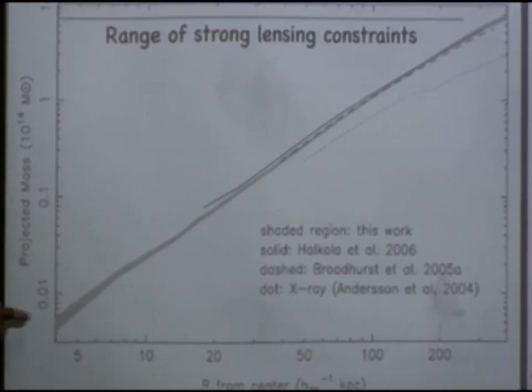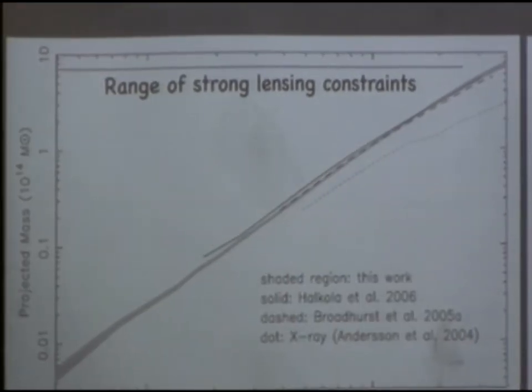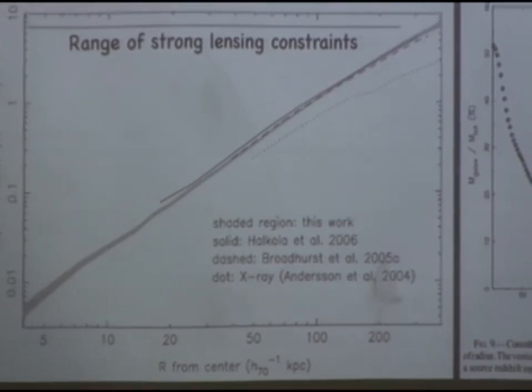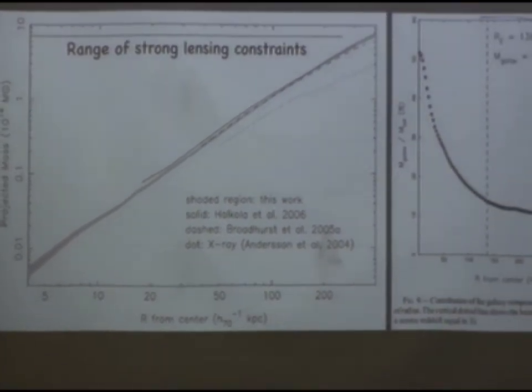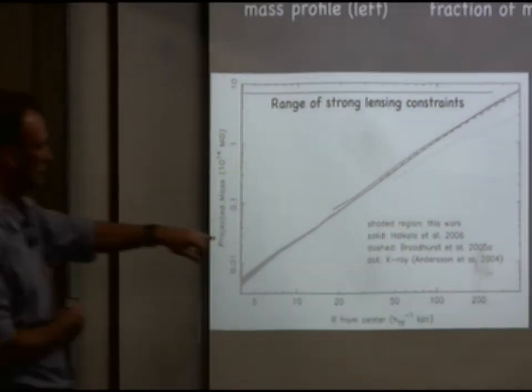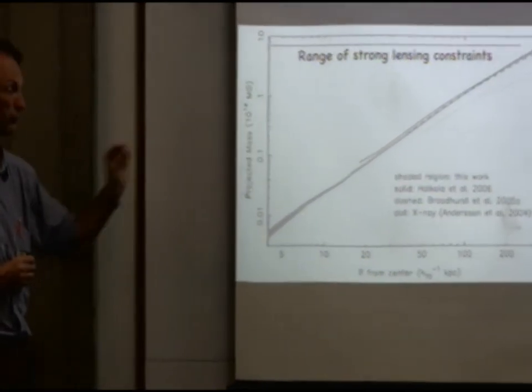The gray band here is what you find putting in the uncertainties from the strong lensing model. You see it's really very small. So the strong lensing really is very well able to constrain the enclosed mass. And there's a few other earlier analyses of the same cluster which show pretty much the same results. So strong lensing really is a very robust way of constraining masses.